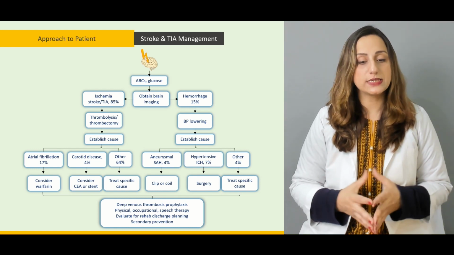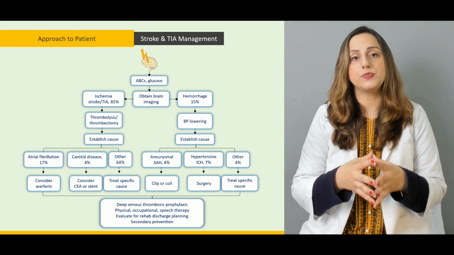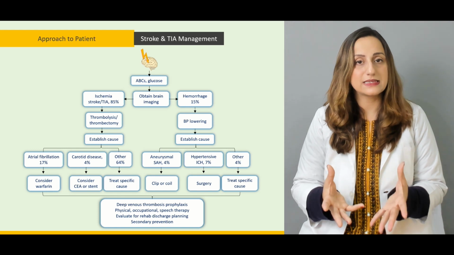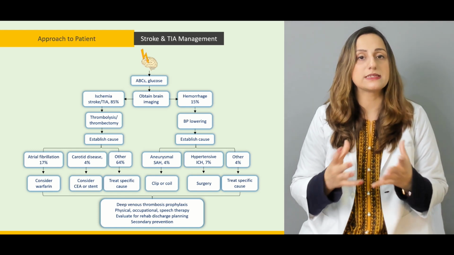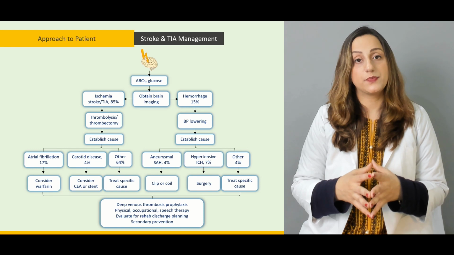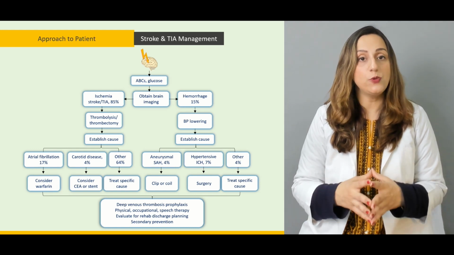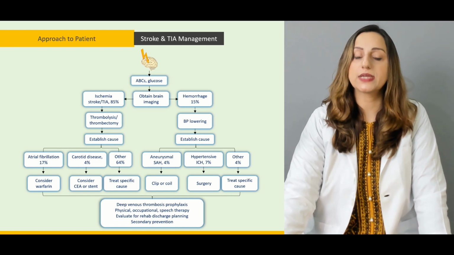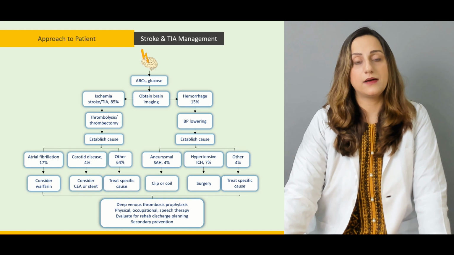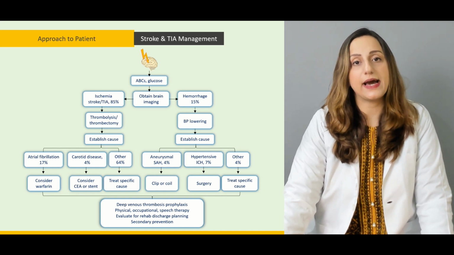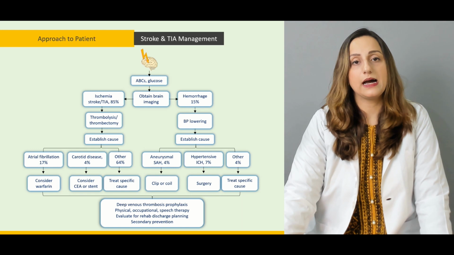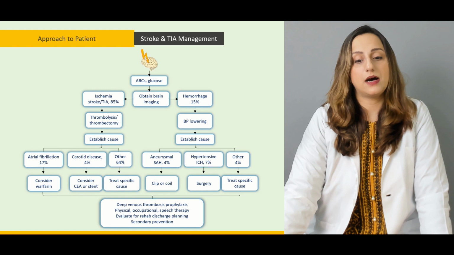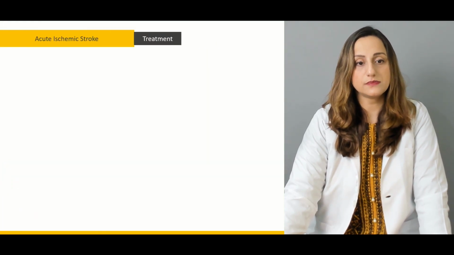Deep vein thrombosis prophylaxis is something that has to be done in all of the patients. Then we have the physical exercises that are performed. We have occupational and speech therapies that are performed for these patients. We have to evaluate for rehabilitation and discharge planning, as well as perform secondary prevention, that is basically to avoid any further accidents in the near future, by prescribing certain medications to the particular patient.